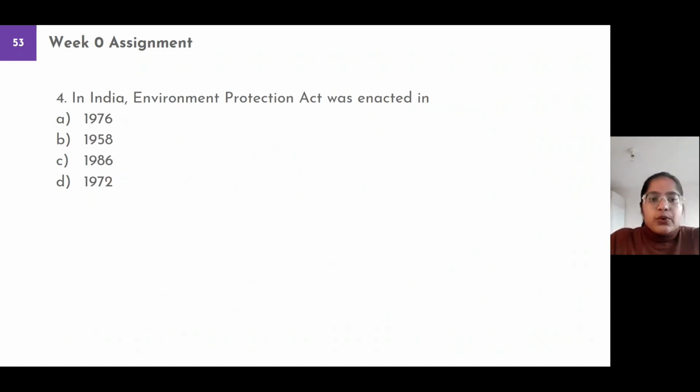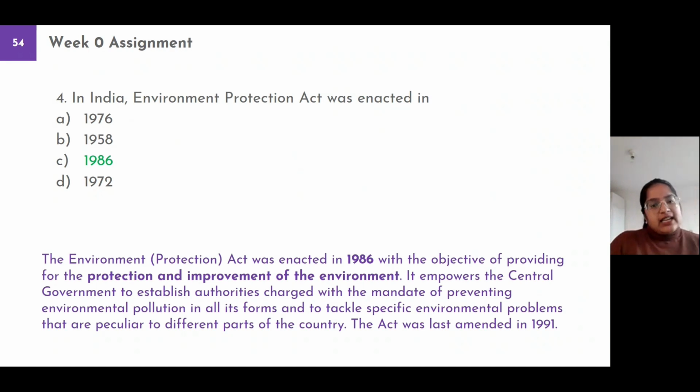So moving on to question 4, in India the Environmental Protection Act was enacted in A, 1976, B, 1958, C, 1986, and D, 1972. So we see that the Environmental Protection Act was indeed enacted in 1986, and the objective was to protect and improve the environment. And it empowers the central government to establish authorities which are charged with preventing environmental pollution in any form and tackling other environmental problems. And the act was last amended in 1991. So the correct option is C, 1986.